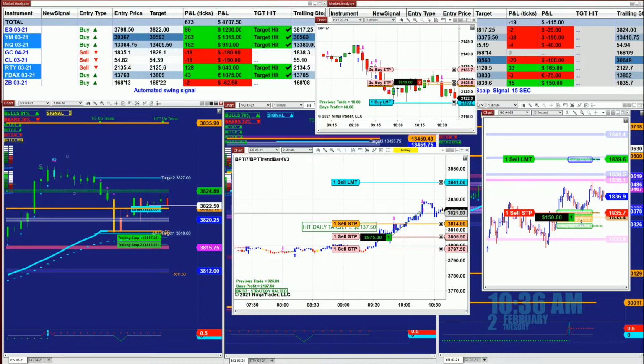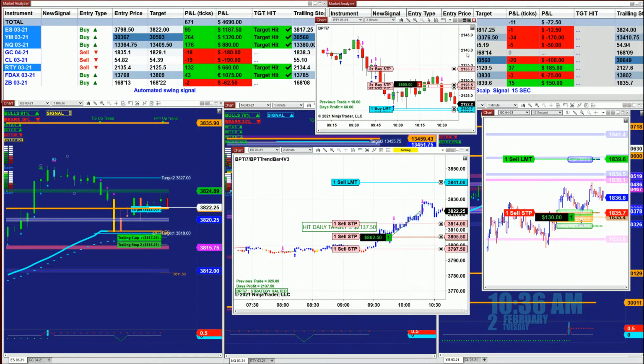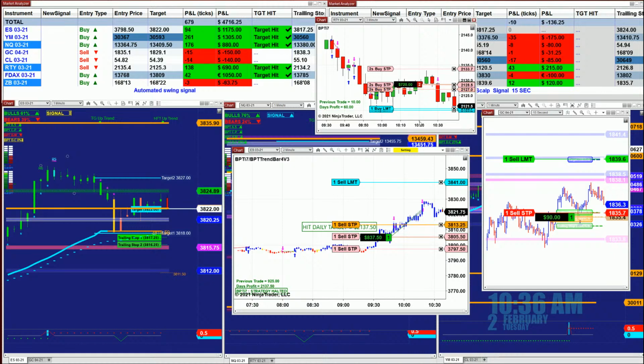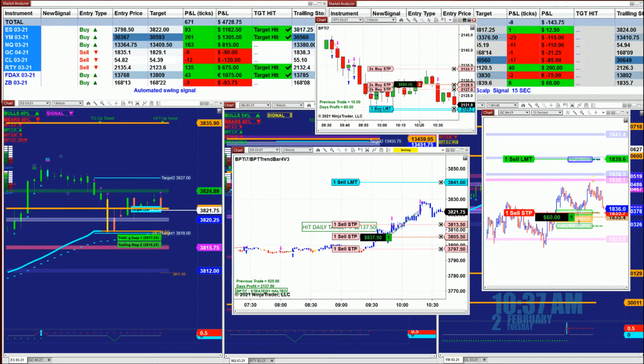Welcome to trading, the ES going up and the Russell going down, and the Nasdaq is somewhere between. Sometimes you just accept it as is. We're gonna close the first trade, it's based on 2 contracts.